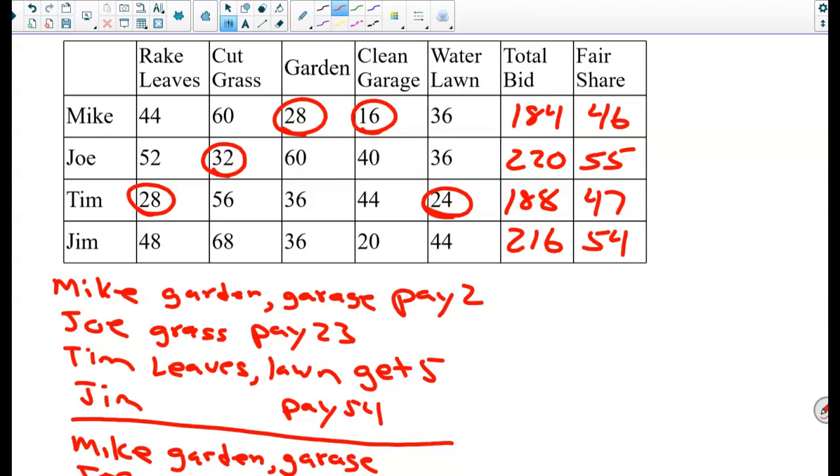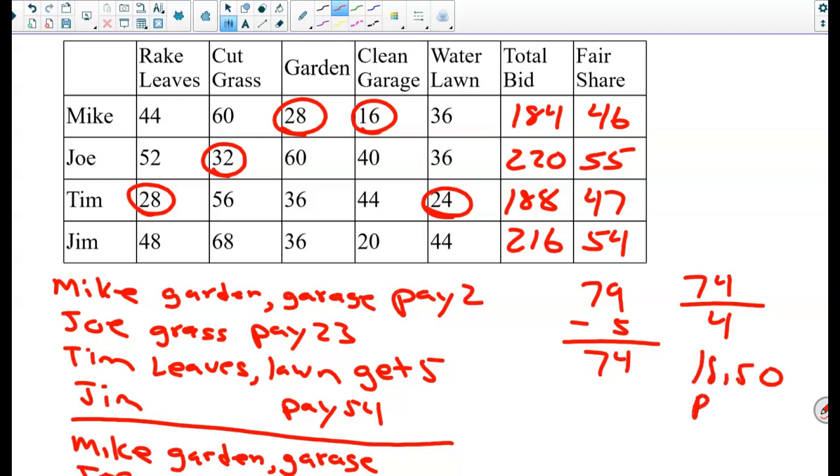All right, so now we're going to find our surplus, which is done by adding my 3 pays in this case. My 3 pays add up to 79. My 1 payout, or my 1 gets, is $5. So there's a $74 surplus. And when you have a surplus, it's very easy to split money evenly. We divide by the amount of people. 74 divided by 4. This is what everyone's getting per person.